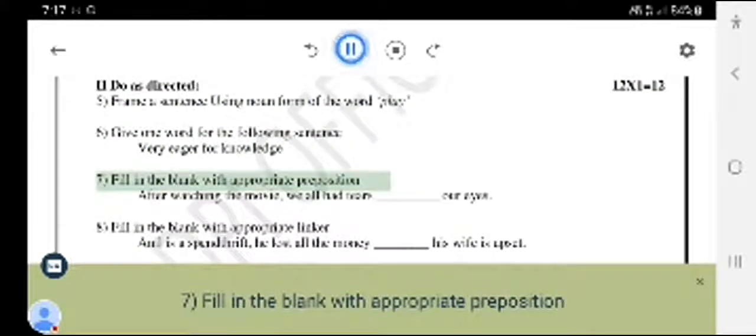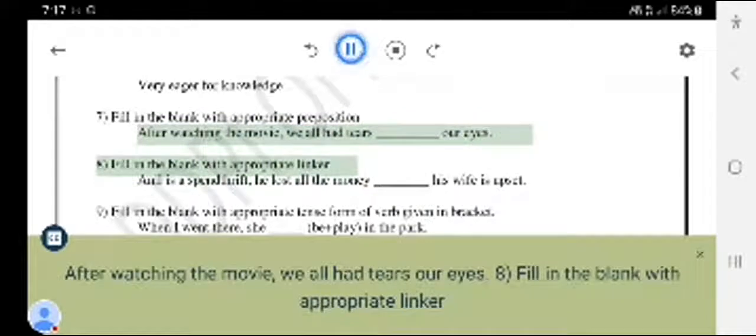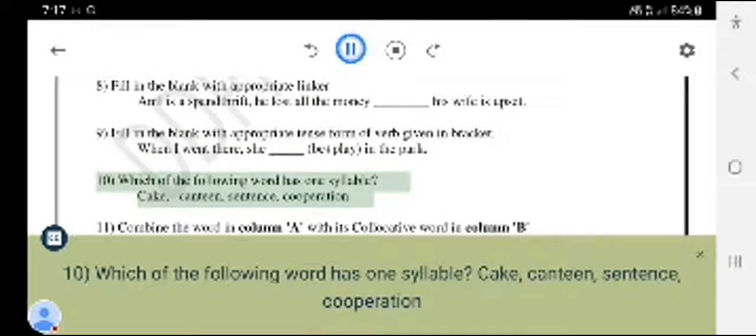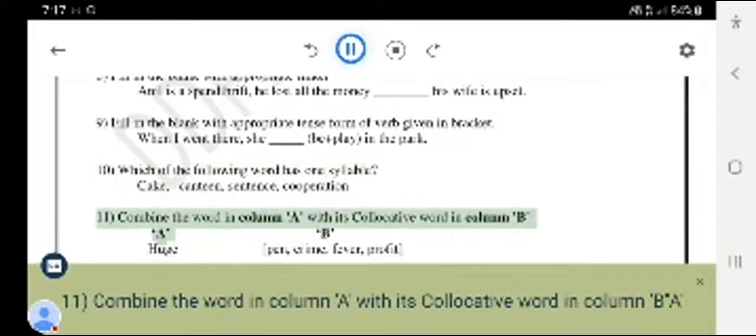7. Fill in the blank with appropriate preposition. After watching the movie, we all had tears in our eyes. 8. Fill in the blank with appropriate linker. Anil is a spendthrift. He lost all the money. His wife is upset. 9. Fill in the blank with appropriate tense form of the verb given in bracket. When I went there, she in the park. 10. Which of the following words has one syllable? Cake, canteen, sentence, cooperation.